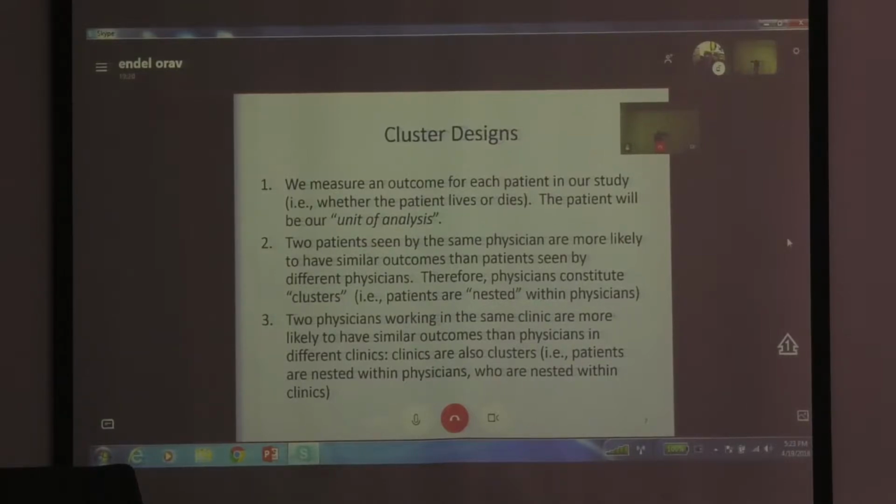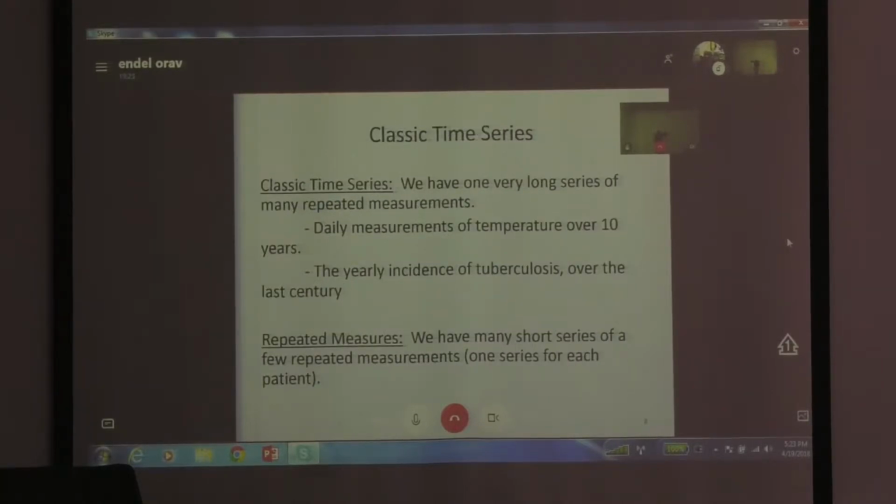And we're going to switch from cluster designs momentarily to classic time series. And then MANOVA, and finally our topic for the week, longitudinal analysis. So classic time series, we have one very long series of many repeated measurements, so daily measurements of temperature over 10 years. There's only one series. Temperature today depends on what the temperature was yesterday, may depend on what it was the day before, and tomorrow's temperature will depend on today. So our outcome measurements are dependent from one to the next.